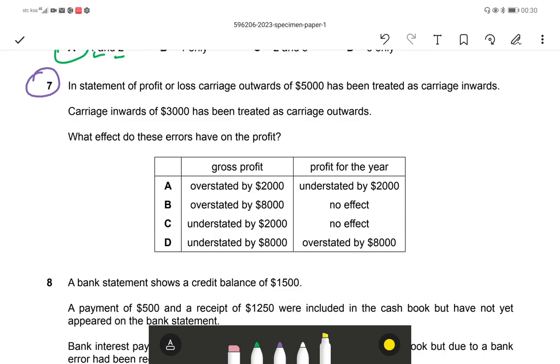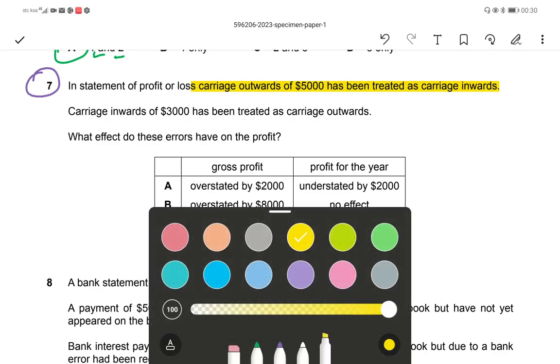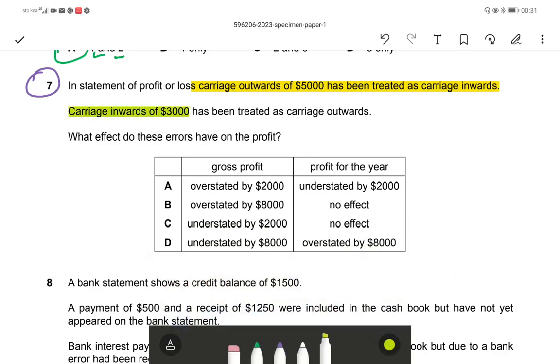In the statement of profit and loss, carriage outward 5,000 has been treated as carriage inward. Carriage outward is an indirect expense. Carriage inward is a direct expense. Both are transportation charges: one is transportation on purchase, the other is transportation on sales. But by mistake, carriage outward was treated as carriage inward. At the same time, they made one more mistake: carriage inward 3,000 has been treated as carriage outward. What effect do these errors have on the profit?